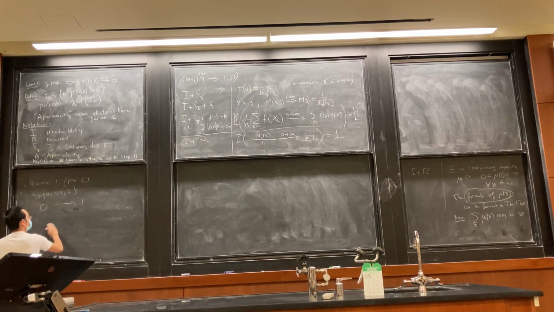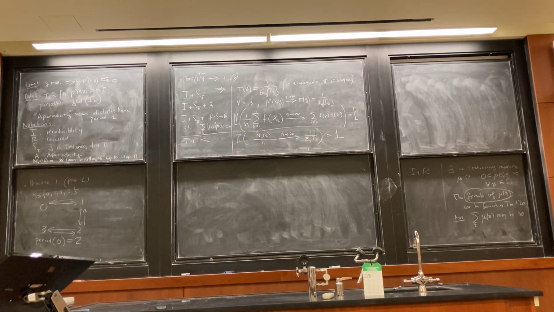That's 1, 2, 3, and the 3 goes back. Yeah, this is the P, if I remember the diagram correctly. And from last time, if you remember, we proved that the period of 0 is 2. That's what I did last time. Right? So that violates aperiodicity.